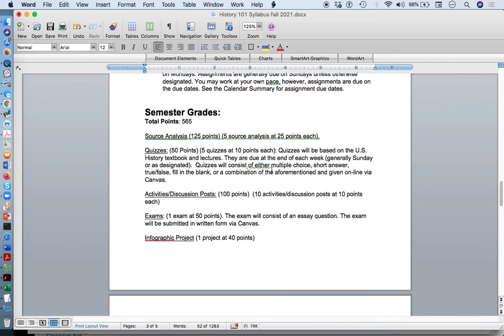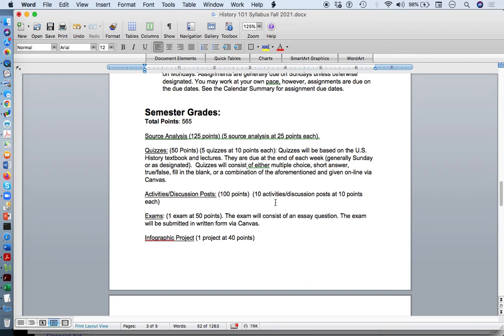Semester grades. You will have 5 source analysis assignments worth 25 points each. You will also have quizzes, 5 quizzes at 10 points each. And they are a variation of different types of quizzes. Some of it might be multiple choice, some of it might be short answer or fill in the blank, or just a combination of all of those types of questions. So be prepared for all of them.